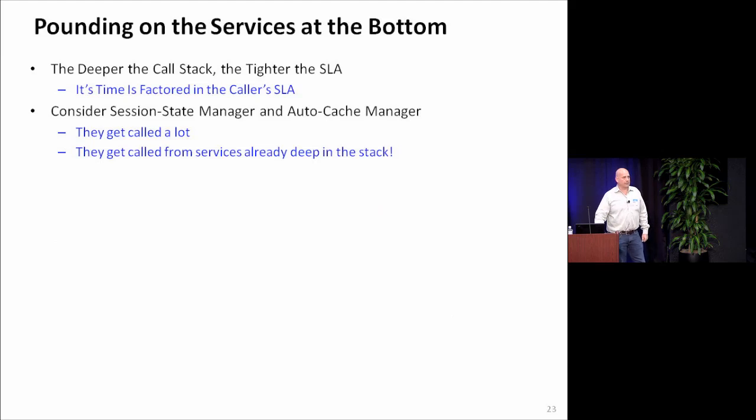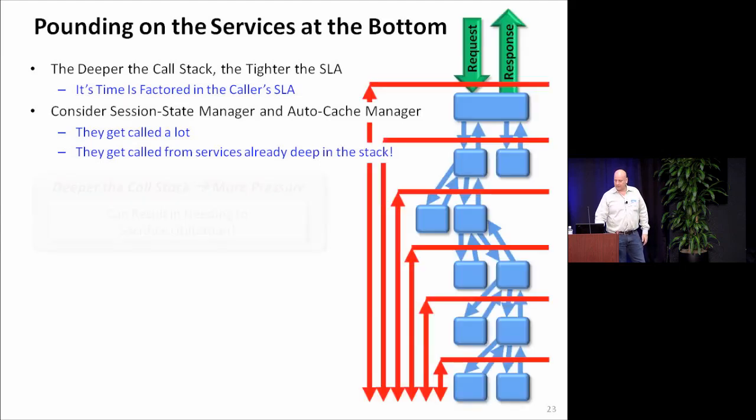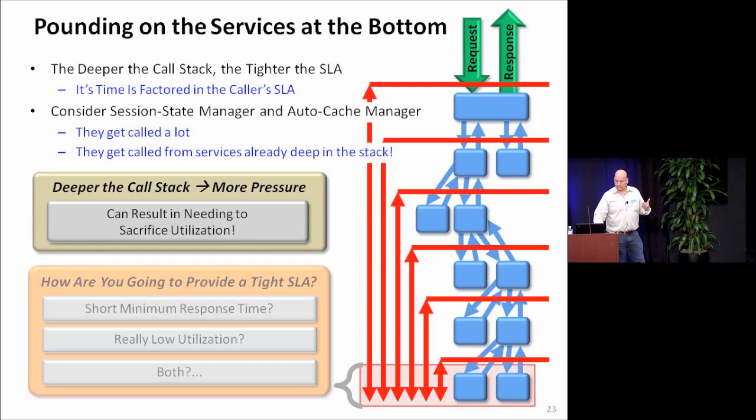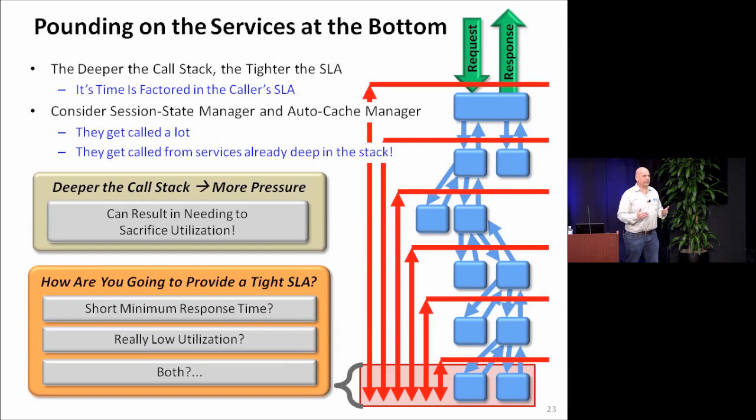So pounding on the services at the bottom, the deeper the call stack, the tighter the SLA. Session state manager and the auto cache manager get called a lot, and they have to have very tight constraints. So this can result in needing to sacrifice the utilization. How are you going to provide tight SLAs? A short minimum response time, really low utilization, or both?